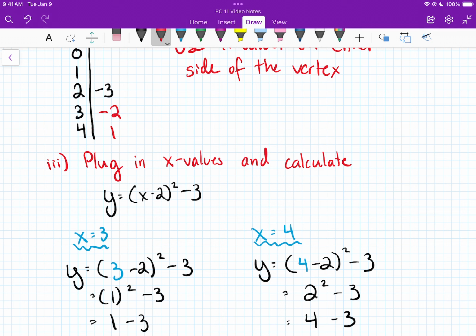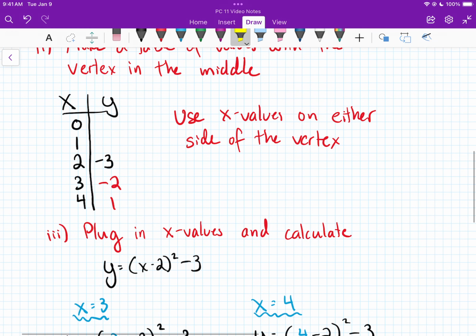But here's the nice thing about parabolas. We can actually stop here and we don't have to calculate those last 2 points. And the reason for that is because, if you remember, our parabolas have symmetry. So they are mirrored on either side of the vertex. So this point, which is 1 to the right of the vertex, will be the same as this point, which is 1 to the left. So this will also have a y value of negative 2. When x is 4, which is 2 to the right of the vertex, that's going to have the same y value as when x is 0, because that's 2 to the left of the vertex. And this is why it's so helpful for us to put the vertex in the middle.